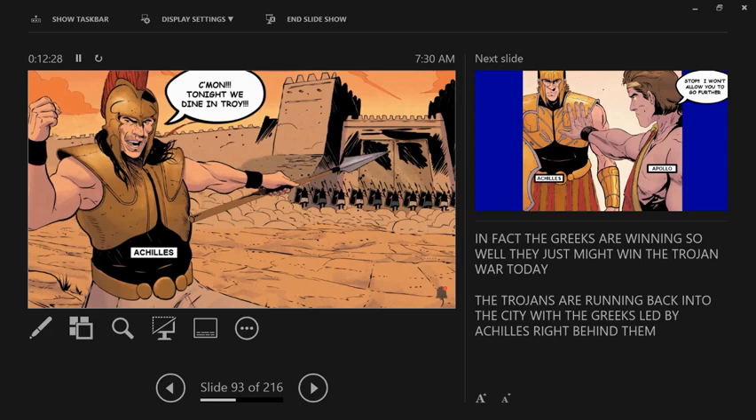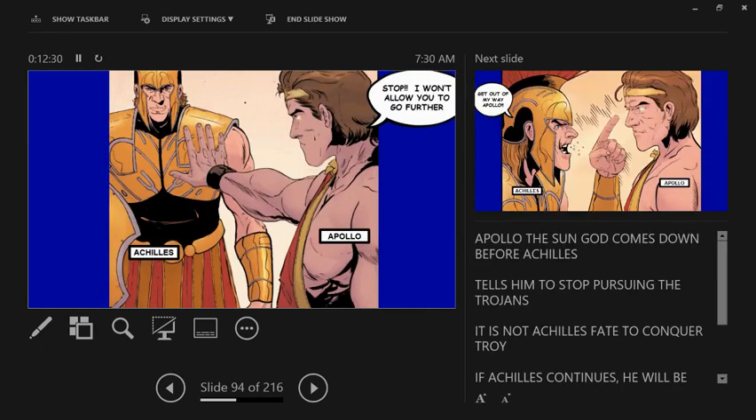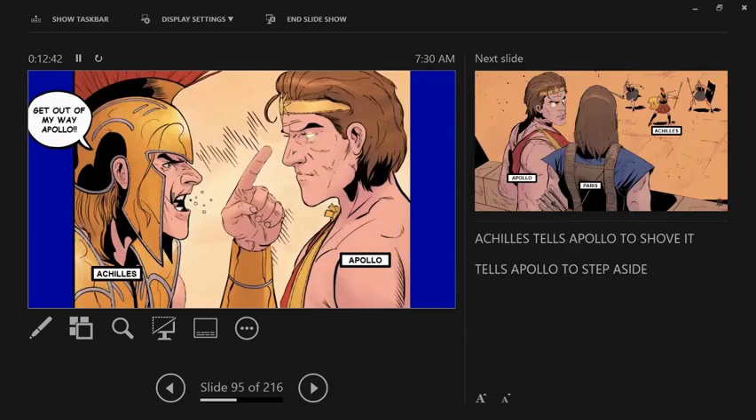And he's just about to win. He's inches from winning. And Apollo appears before him and says, "Stop. It is not your fate to take down the city of Troy. You are fated for something else." And basically, Achilles says to Apollo, the god of the sun, who rides the sun chariot across the sky every day, this is a very powerful god, and Achilles says to him, basically, F off.